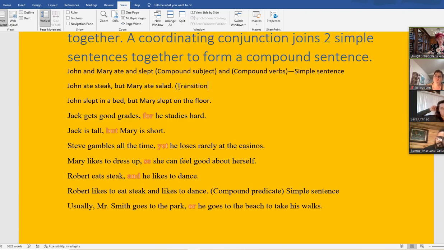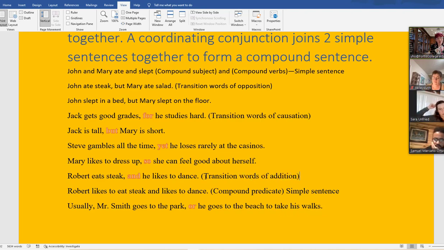Transition words of opposition are different ways of saying but. Transition words of cause and effect, or causation, are different ways of saying because. And transition words of addition are different ways of saying and.